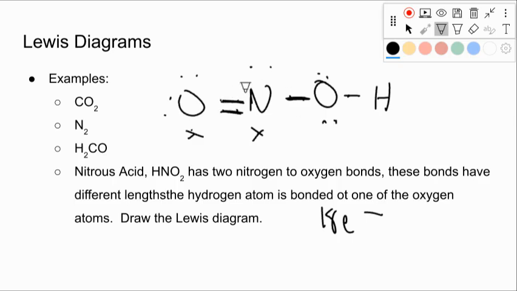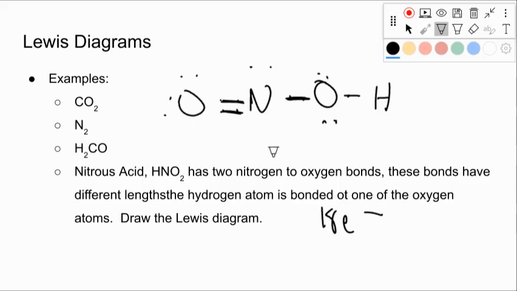Remember I talked about how it's like having a rubber band. It shrinks them together a little bit. And then the hydrogen atom is bonded to one of the oxygen atoms. So this would be the complete structure. And like I said, I would never leave these things in. I would always erase those out in my final Lewis diagram.